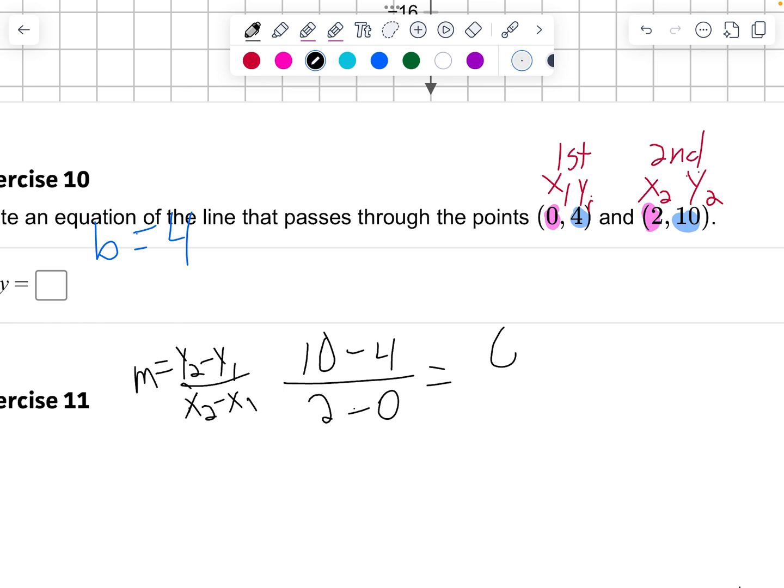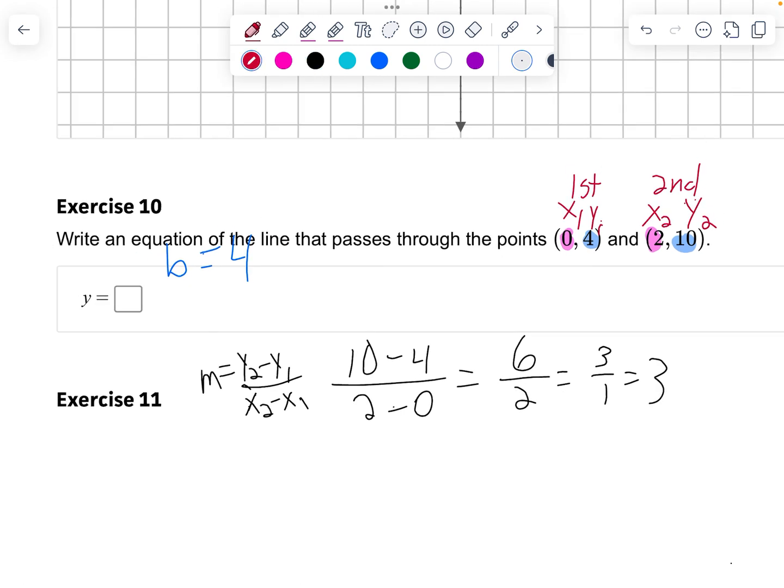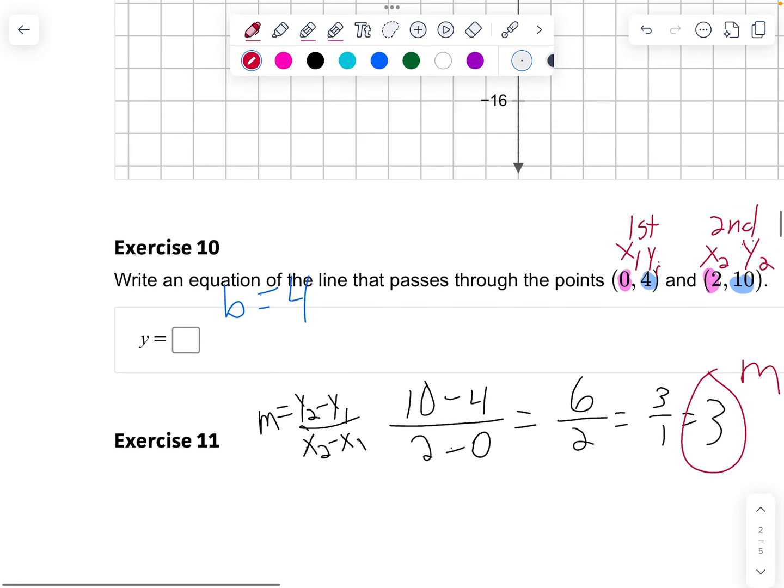10 minus 4 is 6. 2 minus 0 is 2. And then 6 divided by 2 is 3. It's 3 over 1, which is the same as 3. So I know my slope. That is my slope right there. That is my m. Okay? So I know my m is 3.